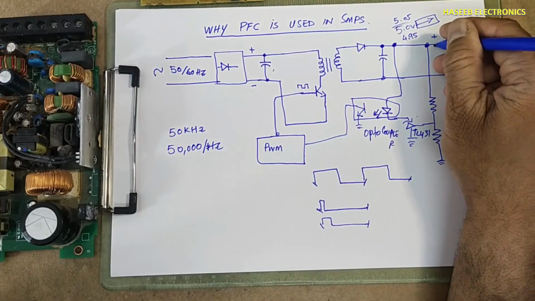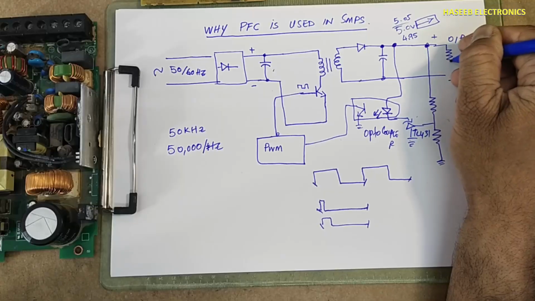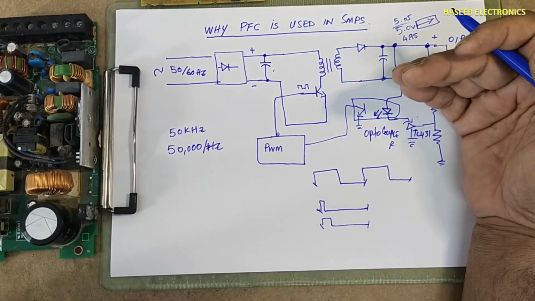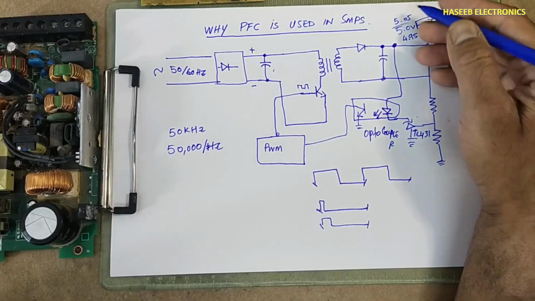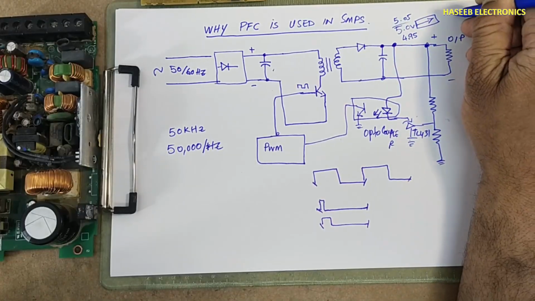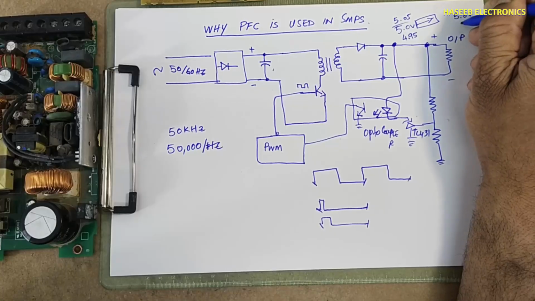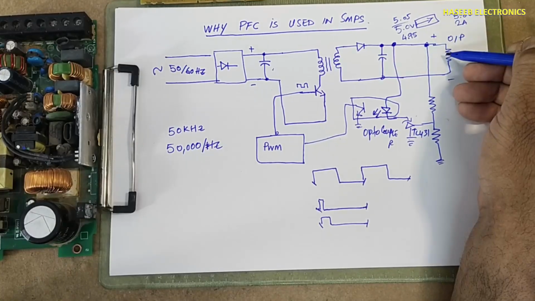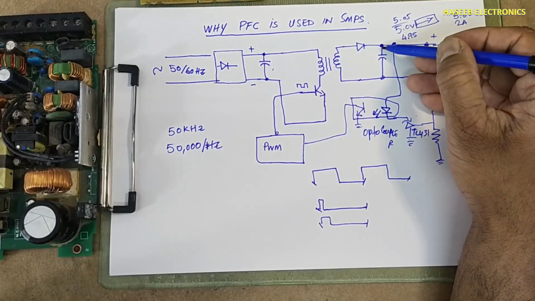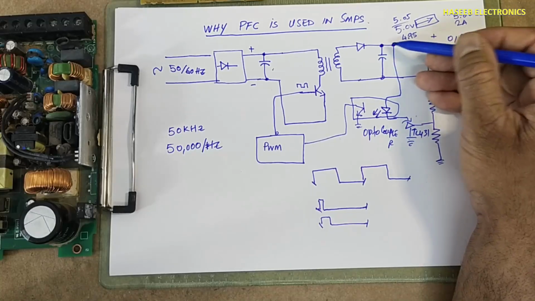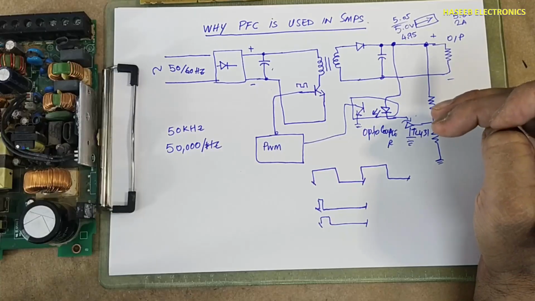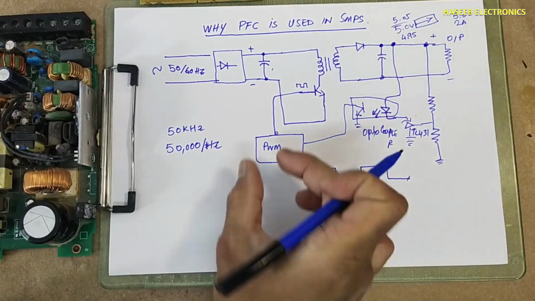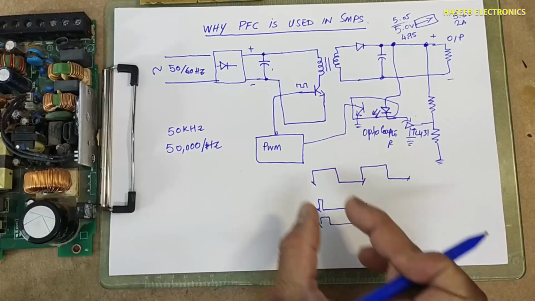If you connect a load here, in the first condition there was no load. But if we connect a load, for example, we need 5 volt, 2 ampere. At that time, a little voltage drop will appear at this point. So this feedback network will sense that fall in the voltage. It will give feedback, so this IC will increase the duty cycle.